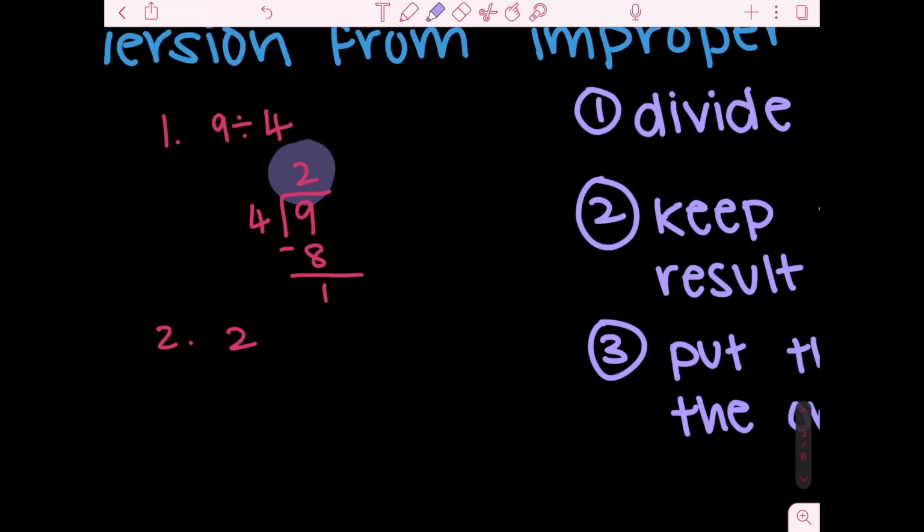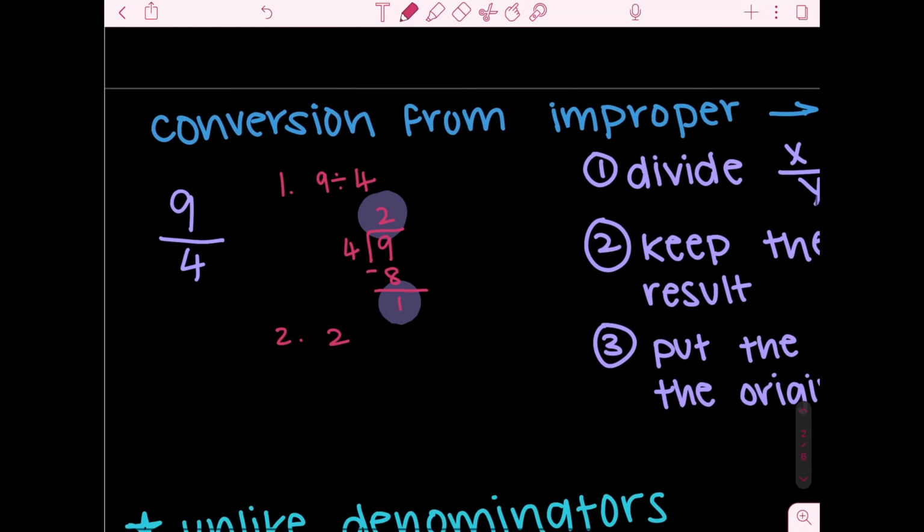So we got our remainder down here. It equals 1. And our original denominator was 4. So we're going to put the 1 over the 4. And this is our final step.